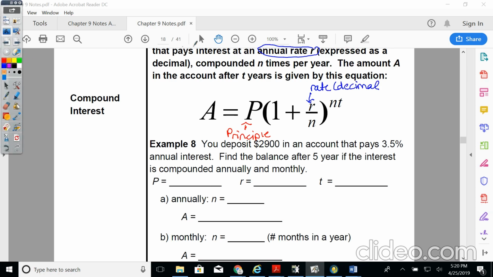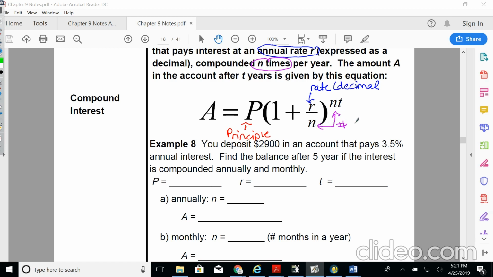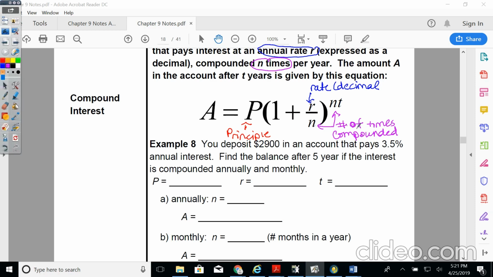Compounded n times each year. So n here and here is the number of times it's compounded in a year. Number of times compounded. So this is the frequency, basically what it's asking. How often is it being compounded? How often does it take your money, multiply it by the interest rate, and add it to your savings in a year? So does it happen once a year?